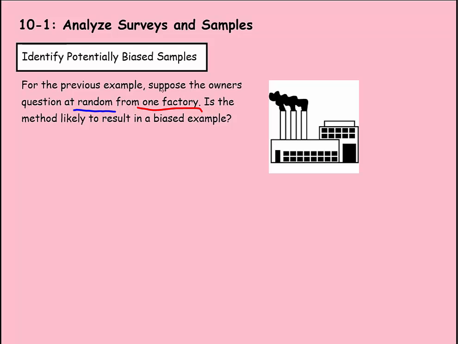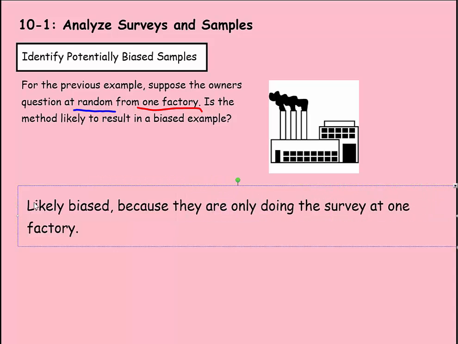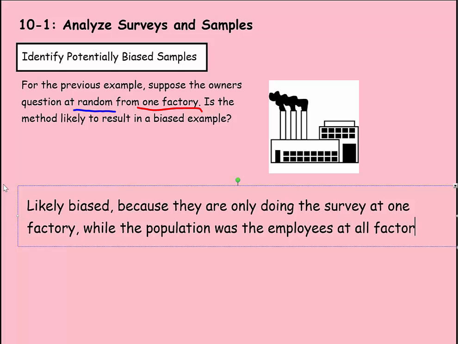But we see here that it's only at one factory, and that changes things, because this one might have a very good boss, whereas all the other factories have very bad bosses, or maybe the other way around. So we are going to say likely biased, because they are only doing the survey at one factory, while the population was the employees at all factories. So the people at one factory can't represent all the employees at all the factories. That's what makes it biased.